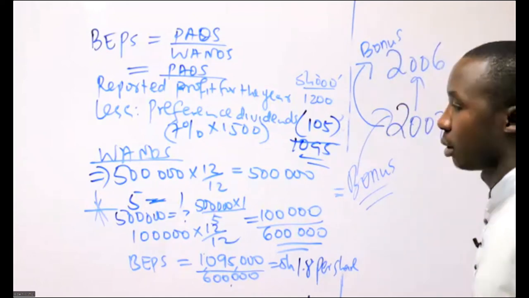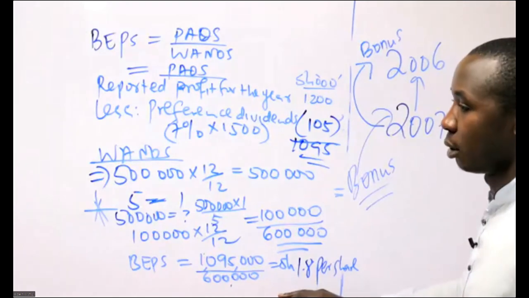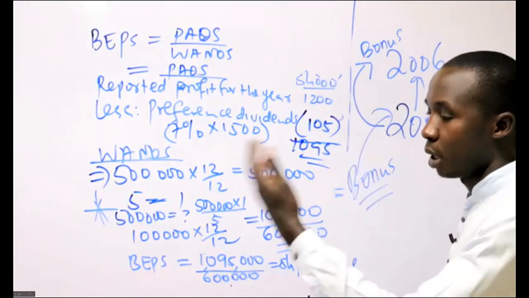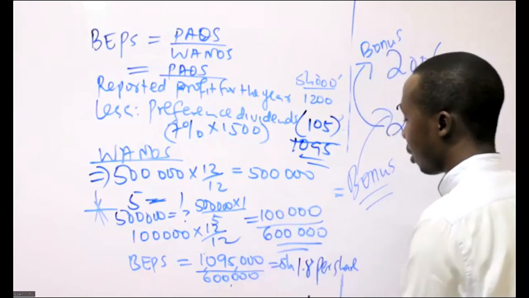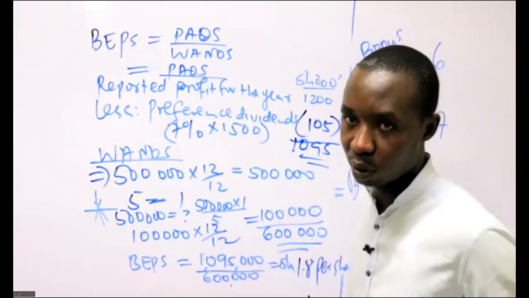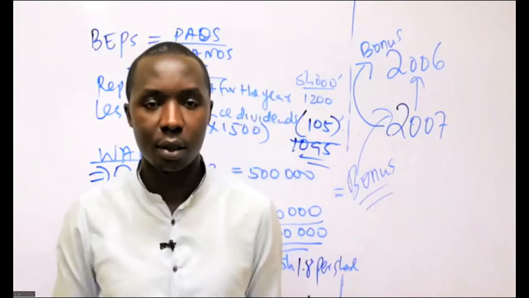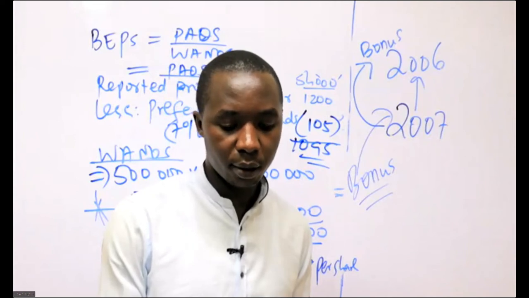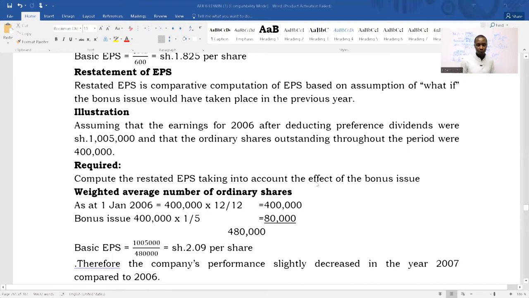Then we compare the EPS we have for two consecutive periods, and we make a decision. We comment about the profitability of that company. Did it increase or did it reduce? That is why you see in these notes that restated EPS is a comparative computation of EPS based on the assumption of what if the bonus issue could have taken place in the previous year.